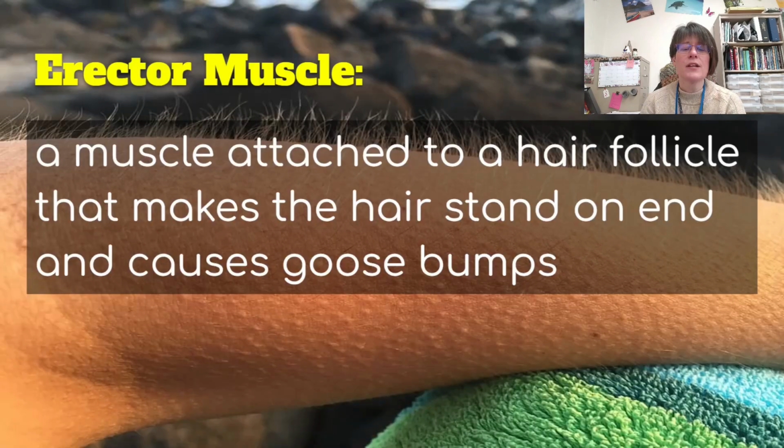So also part of the integumentary system are hair and nails. And what I want you to be aware of in this system are something called erector muscles. These are what give you goosebumps. So it is a muscle attached to a hair follicle that makes the hair stand on end and causes goosebumps. They're called erector muscles because it makes the hair stand up or become erect.